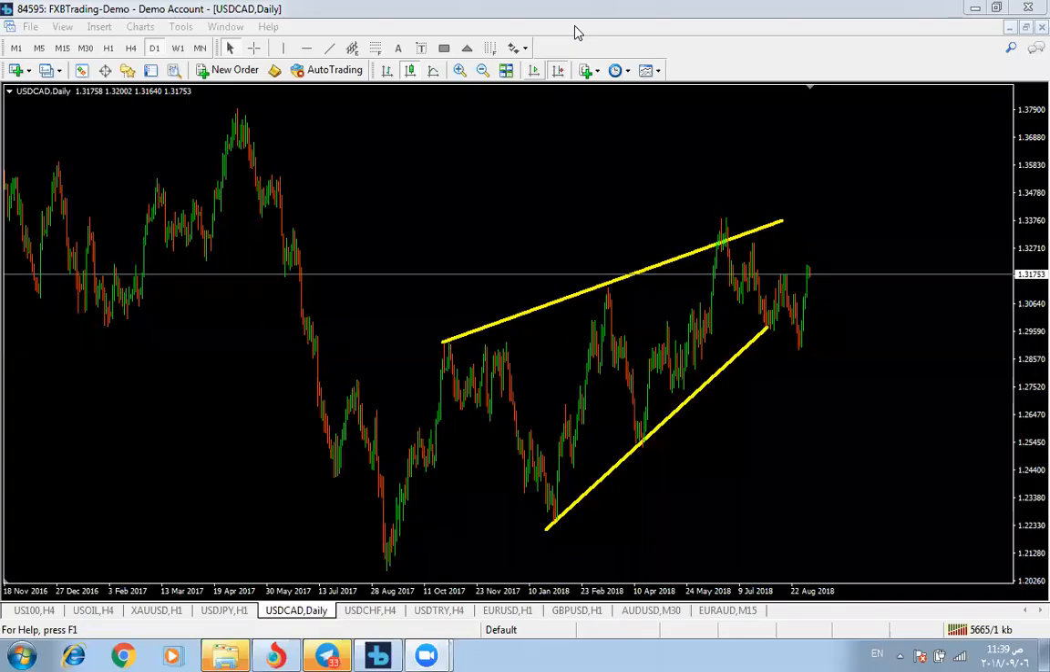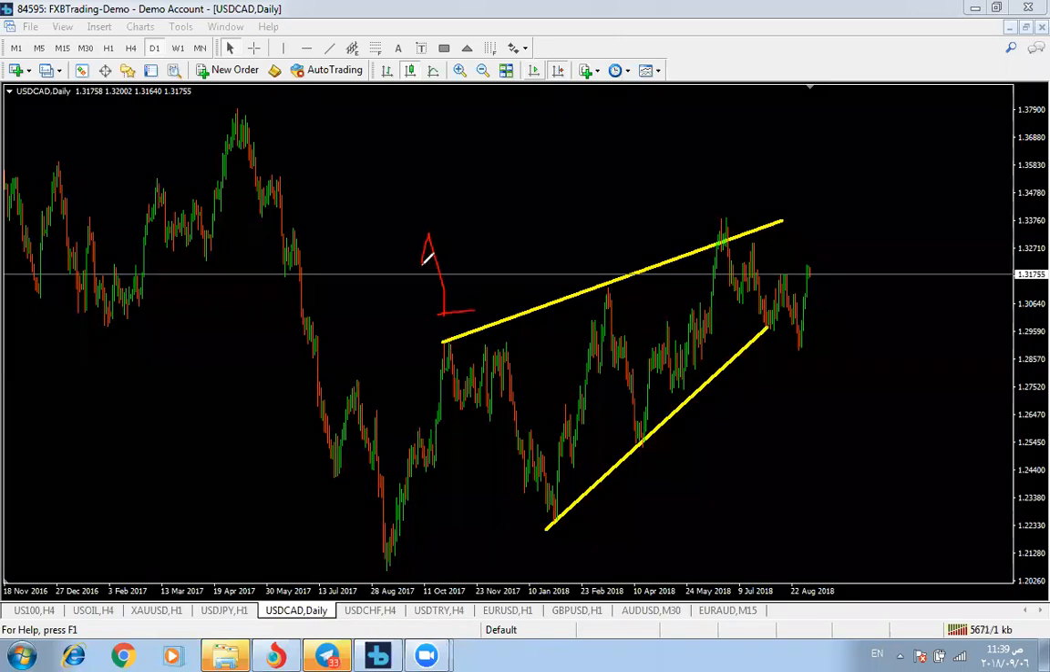Leading diagonal. Okay, this is wave one, this is wave two, this is wave three, this is wave four, and this is wave five. And so let me concentrate and pay more attention to this piece of correction in lower time frames.